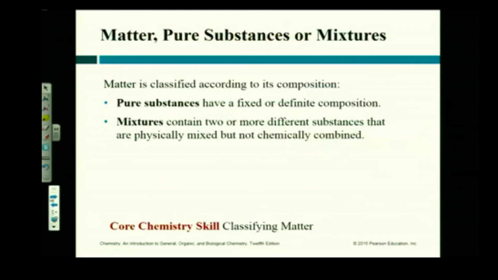So, we can classify matter into different types of things. It's kind of like a pyramid, right? We can define things as pure substances or mixtures. Pure substances are made of either elements or combinations of elements in a fixed composition. Mixtures are 2 or more substances that are physically mixed. And we're going to go into more detail on each one of them, I promise. So don't go crazy if you don't have all this down right now.